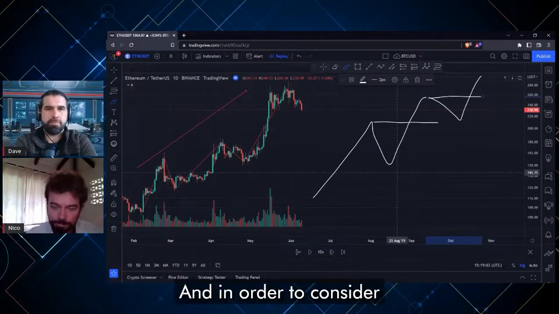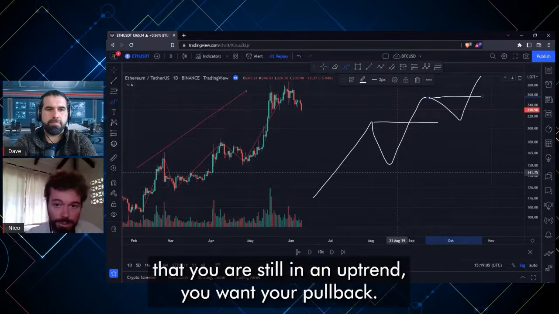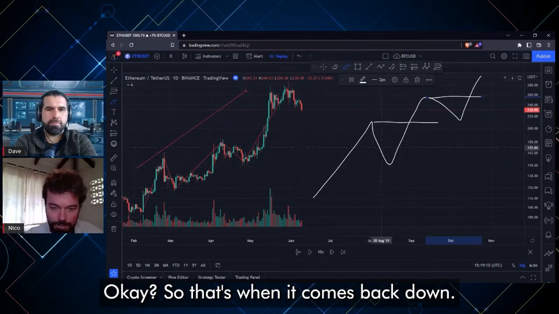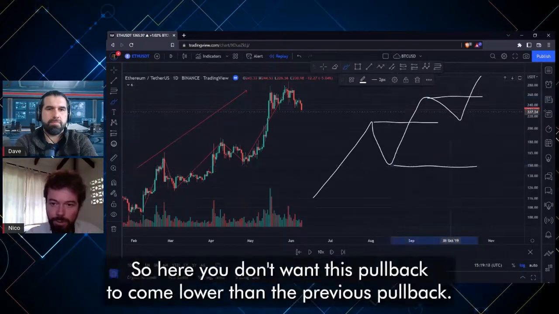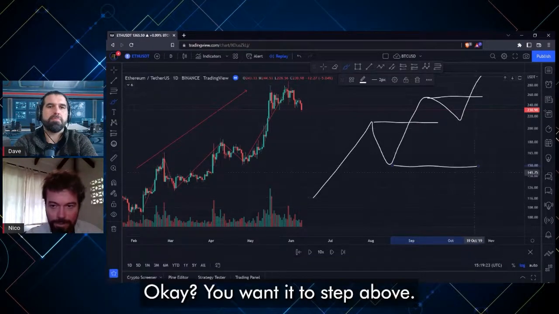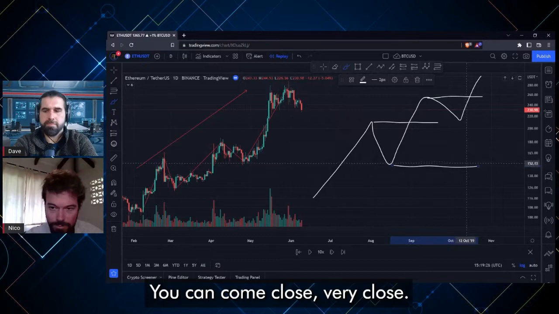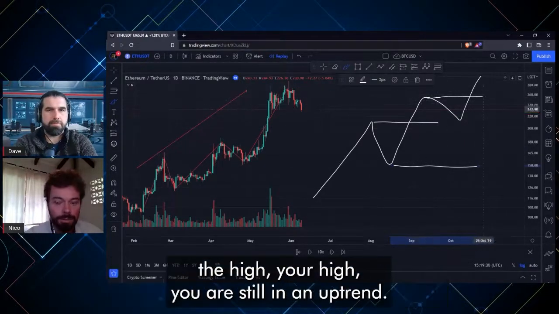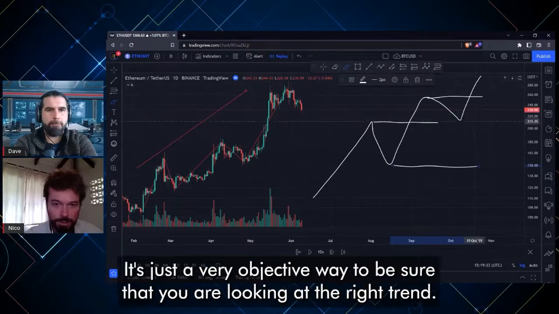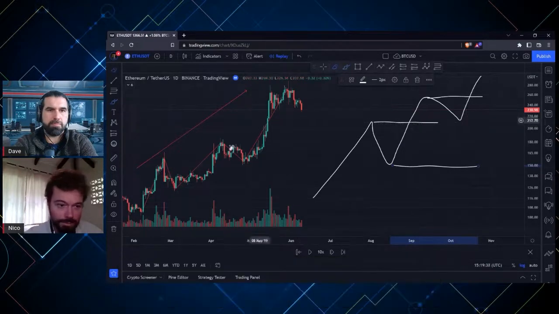And in order to consider that you are still in an uptrend, you want your pullback, so that's when it comes back down. You want your pullback to always stay above the previous pullback. So here, you don't want this pullback to come lower than the previous pullback. You want it to stay above. It can come close, very close, but as long as it stays above and then goes back up and then breaks the higher high, you are still in an uptrend. It's just a very objective way to be sure that you are looking at the right trend.